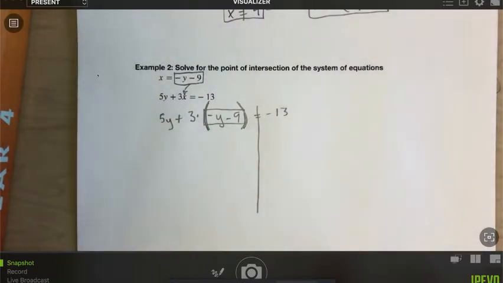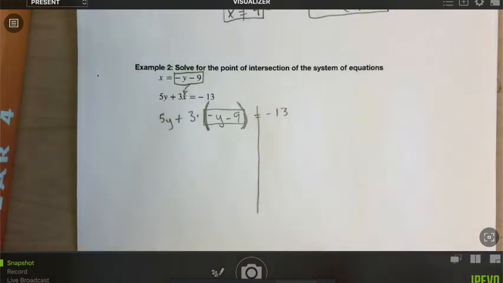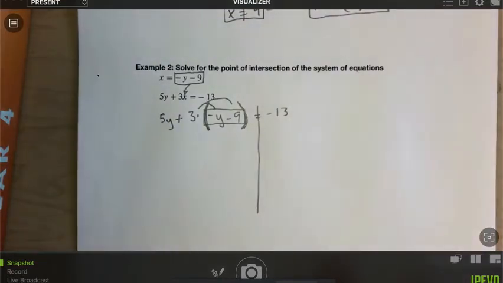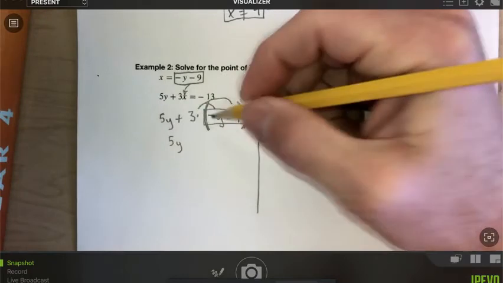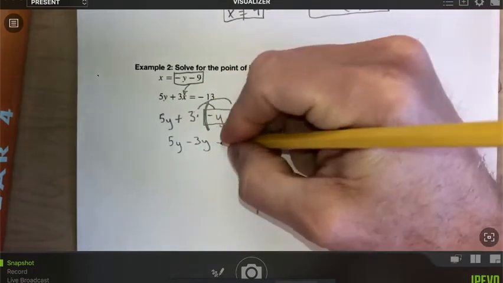All right, and so now notice once again, y is my only variable. And so in this case, I'm actually going to end up solving for y first. So I'll distribute my 3 inside. So I'll get 5y. 3 times negative y will be minus 3y. And 3 times negative 9 will be minus 27.